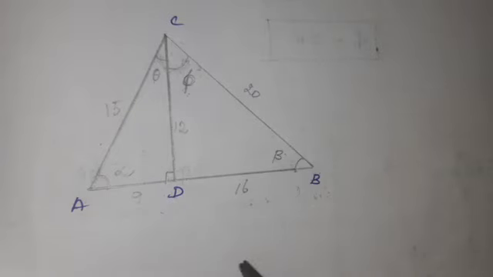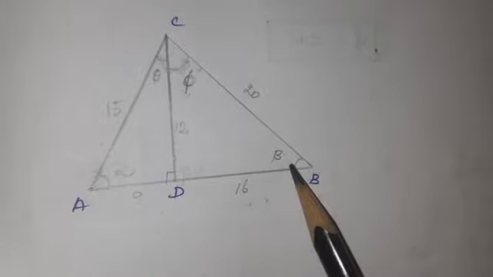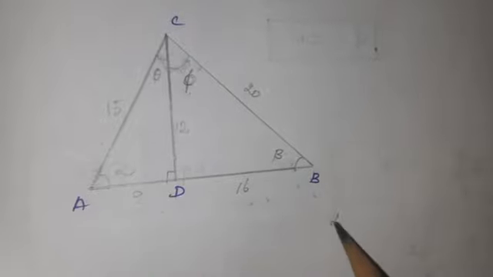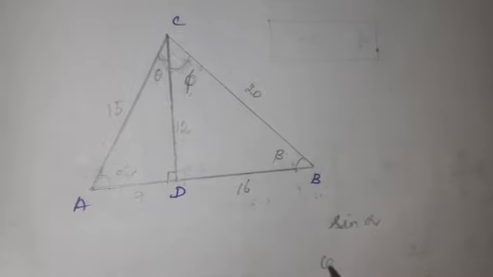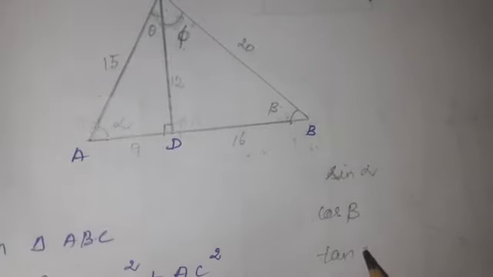We proved that theta plus phi is equal to 90 degrees. Then these two triangles are right-angled triangles, as we proved. Next, find sin alpha. Next, they are asking cos beta. Next one is tan phi.